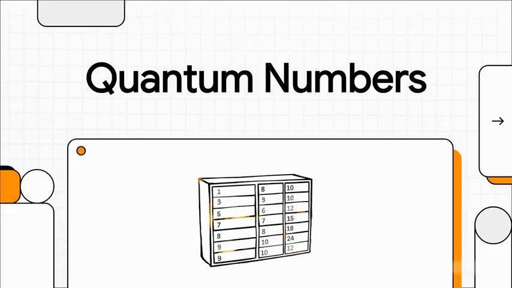Did you know that every single electron in the entire universe has a unique four-part address? It's like a secret code that tells us exactly where it lives and what it's doing. These are the quantum numbers, and honestly, understanding them is the key to unlocking the blueprint of matter itself. So let's decode it together.